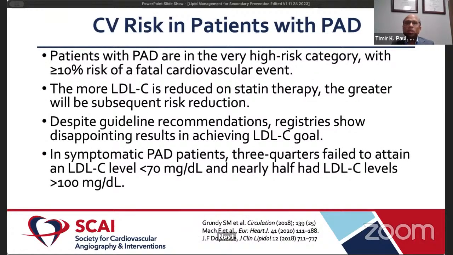Patients with PAD, as Dr. Latif mentioned, are very high-risk patients and are associated with very high cardiovascular events. We get the benefit of more LDL reduction even in PAD patients. Unfortunately, in PAD patients, three-quarters of the patients fail to achieve their guideline-directed LDL goal below 70, not even 55, below 70. And half of them had LDL more than 100. The pre-specified subgroup analyses in the Odyssey trial and the FOURIER trial showed significant reduction of MACE events. Next.